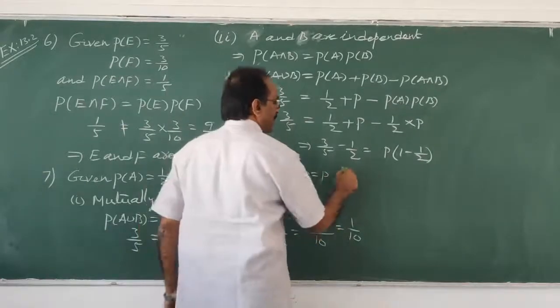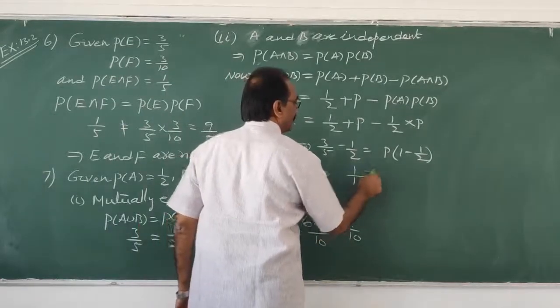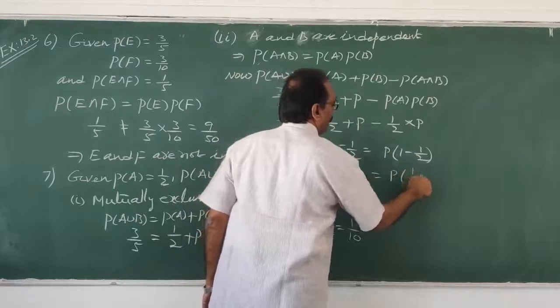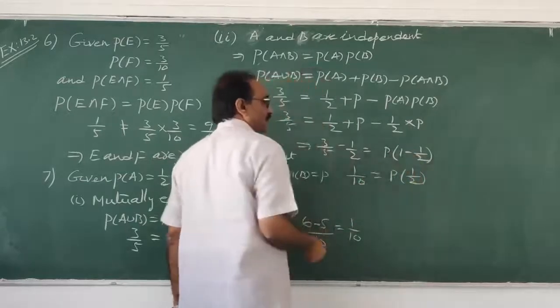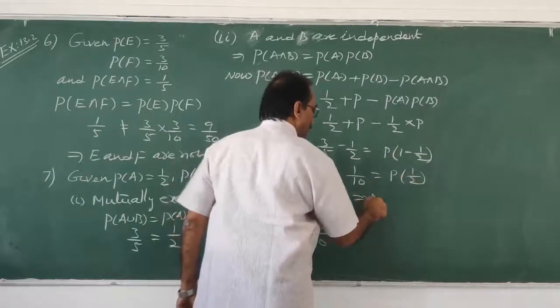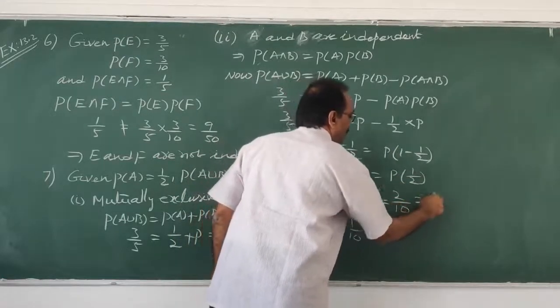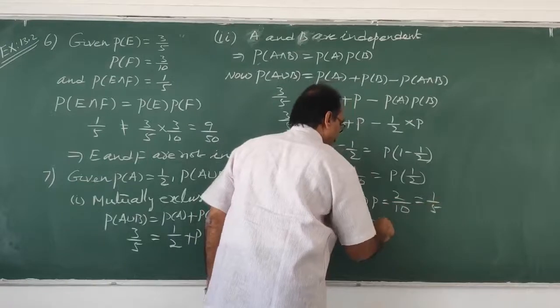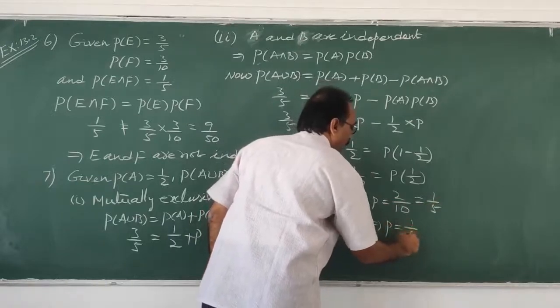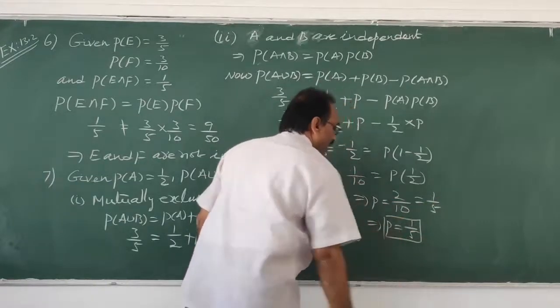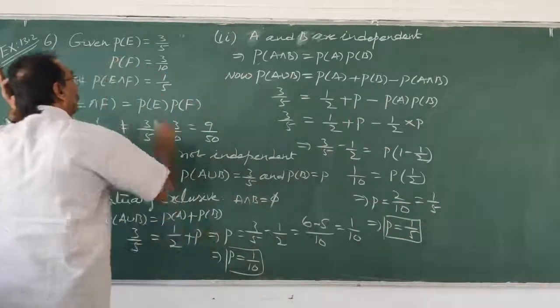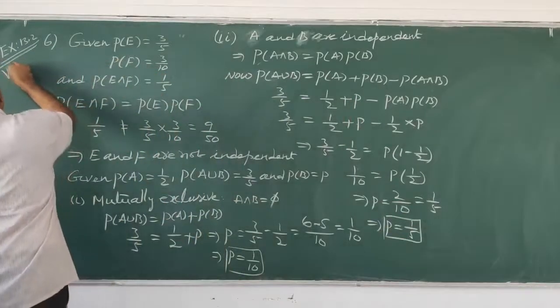So directly I will write now 1 by 10 is equal to P into 1 by 2. Correct or not? 1 minus 1 by 2, 1 by 2. Now this implies P is equal to, cross multiply, 2 by 10. 2 by 10 means how much? 1 by 5. So this implies P is equal to 1 by 5. That's why this is an important problem. Good problem, important problem. So I'll write here, very important problem.